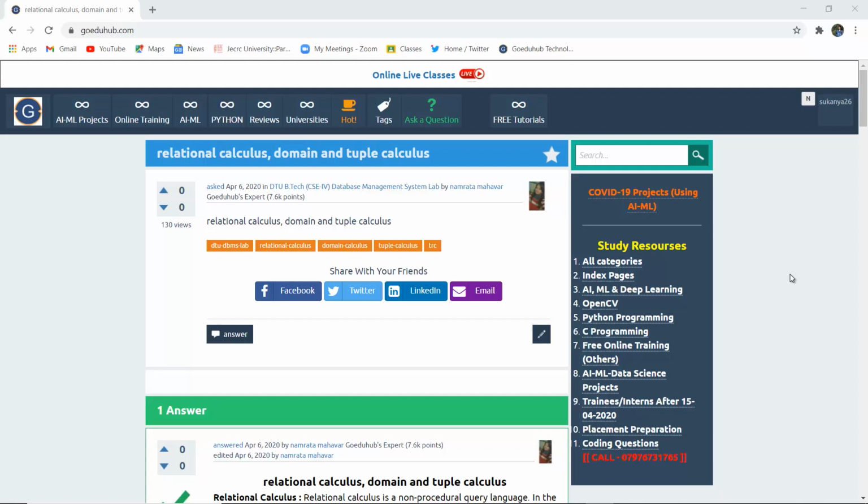Relational calculus, domain and tuple calculus. What do we mean by relational calculus, domain and tuple calculus in DBMS?